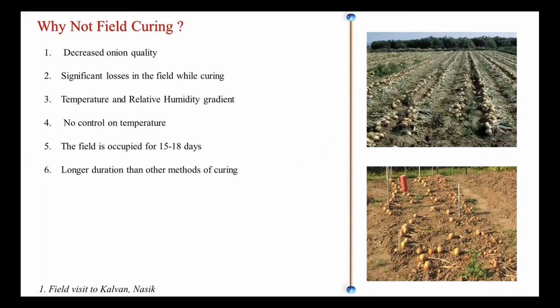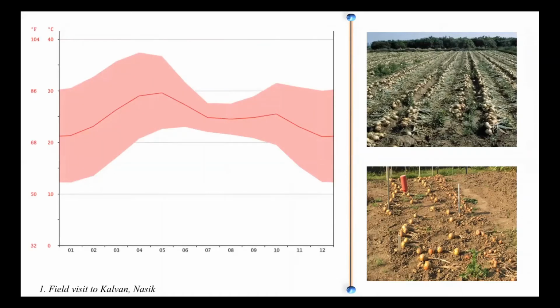Now, why is field curing not good? There are several reasons. You cannot control temperature and relative humidity, just like Professor Shah mentioned in his previous presentation. There is no way we can control these variations in temperature. Especially the diurnal changes are very, very huge. The field is occupied for more than 2 weeks, and look at this graph, which is field visit data that we had. For the same day, you will realize how much variation there is in temperature. It's very, very significant. And this is the field data that you see here.